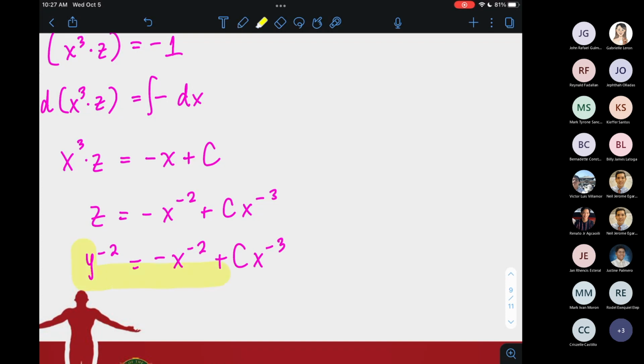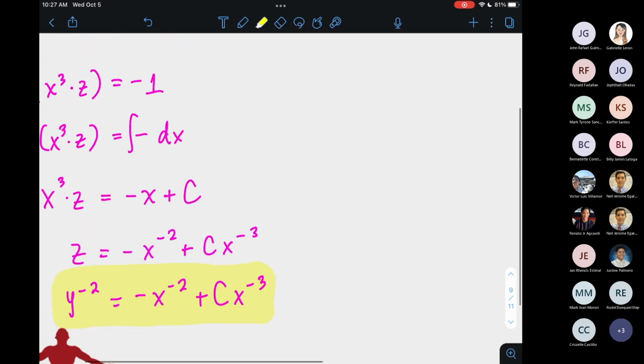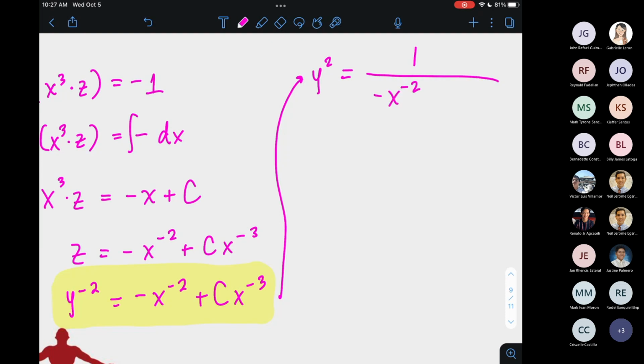And you can stop here. This could be our final answer in implicit form. It's not good to take the square root, because when you take the square root, you must take the plus and minus root. So you can leave it this way, y to the -2 equals this guy. Or you can take the reciprocal of both sides. So we can get y squared equals 1 over negative x to the -2 plus cx to the -3, if you want. That's also fine.